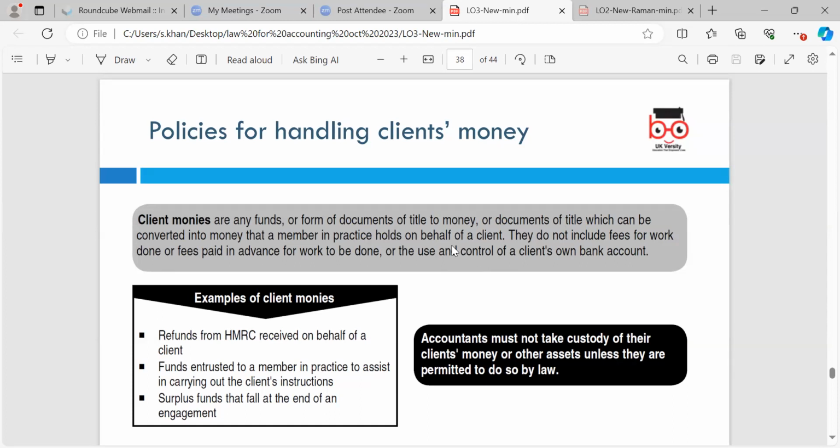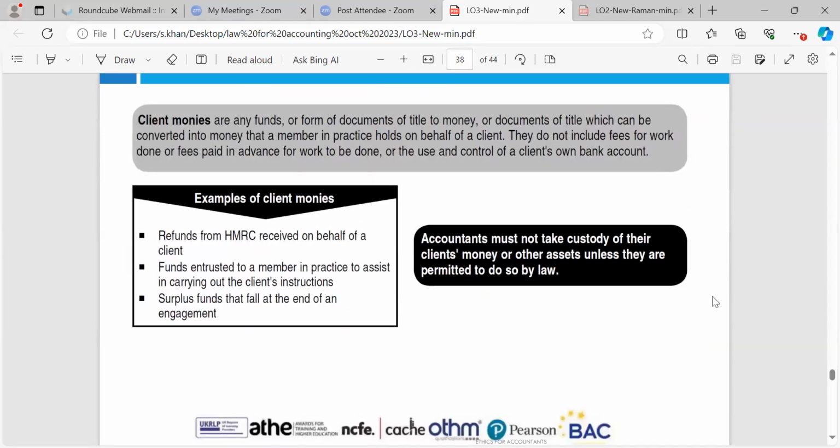Client monies are funds, or documents of title which can be converted into money, that a member in practice holds on behalf of the client. They do not include fees for work done or fees paid in advance of work done, or use of any sort of control of the client's own bank account. Accountants must not take custody of their client's money or other assets unless they are permitted to do so by law.